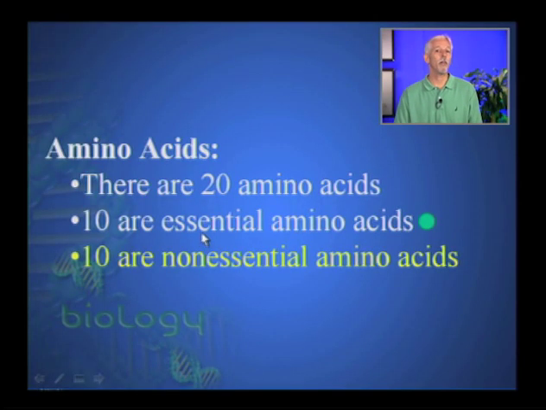Now, there are also 10 non-essential amino acids, which means that we can make those. So if we have the 10 essential amino acids, we can make the 10 non-essentials from the essential amino acids. So it's really not important to get all 20 amino acids in your diet. It's just important to get the 10 essential amino acids in your diet so that you can construct proteins.